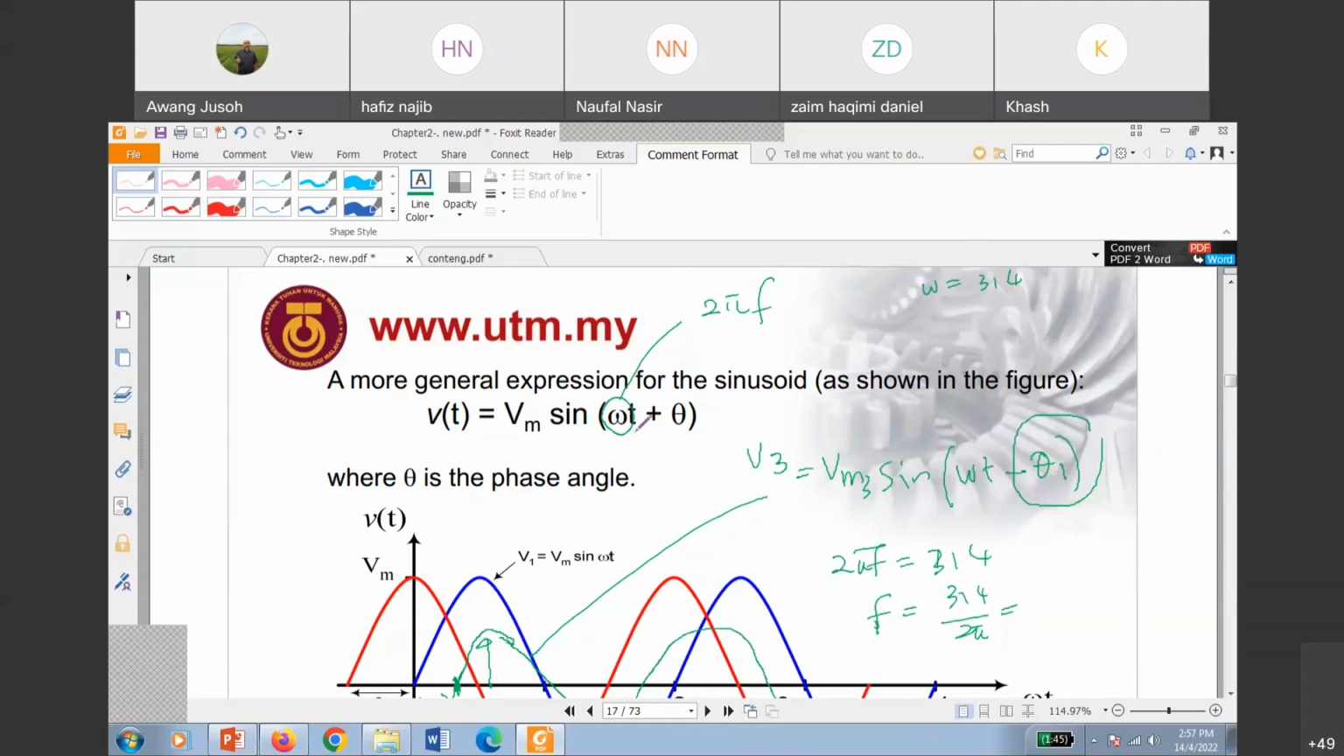Omega is 2 pi f. Ingat this formula. 2 pi multiplied by f. And when you see the value of omega, you can find the frequency easily lah. You can find the frequency of that particular waveform. Okay, there are some characteristics or features of the sinusoidal signal.